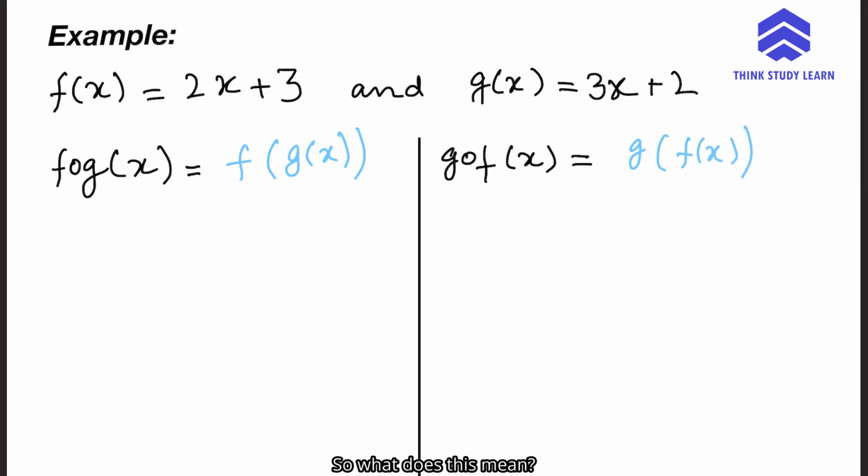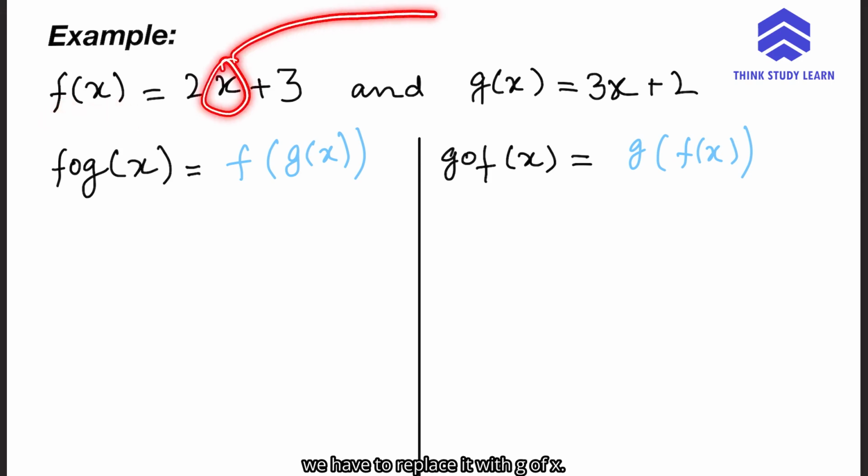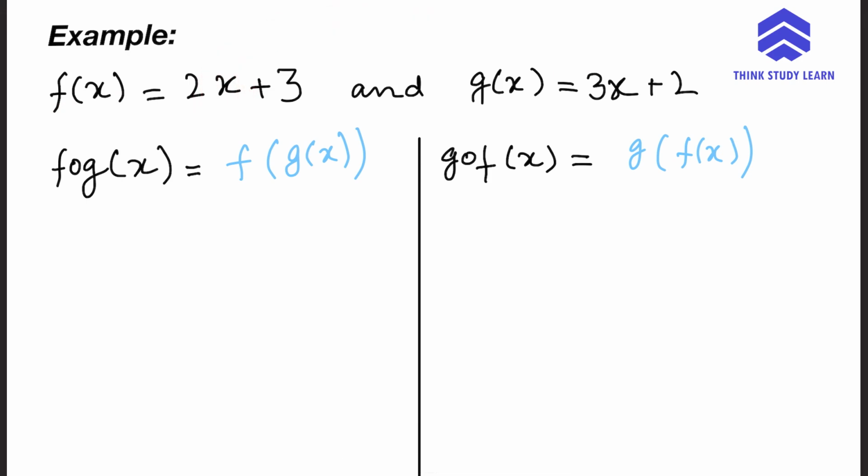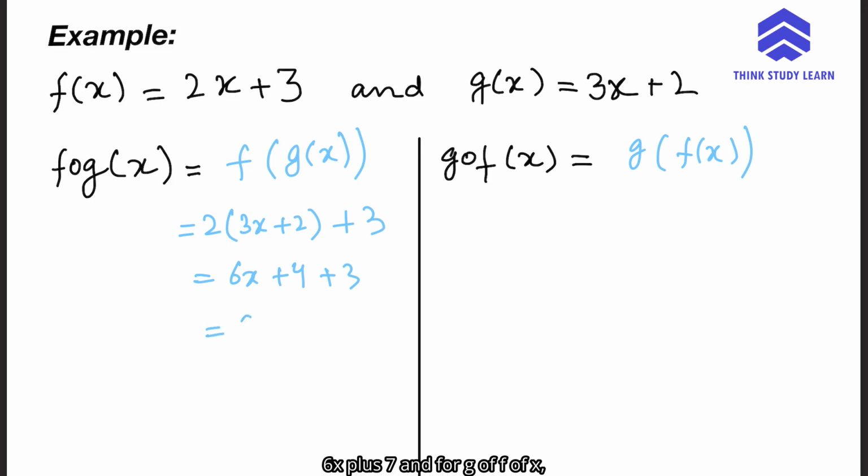So what does this mean? This means that in f of x, wherever we are given x, we have to replace it with g of x. So we'll do the same here. 2 and in place of x, we'll write 3x plus 2, plus 3. We'll solve it. 6x plus 4 plus 3, 6x plus 7.